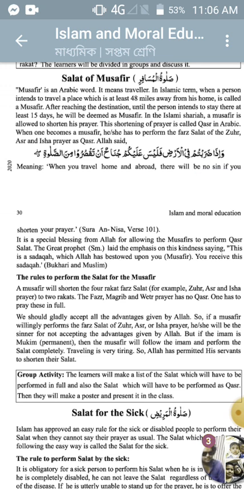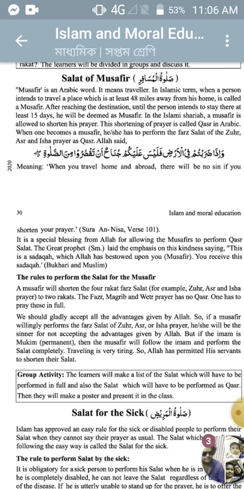The great Prophet Hazrat Muhammad sallallahu alaihi wasallam laid the emphasis on this kindness, saying, "This is a sadaqah which Allah has bestowed upon you. You receive this sadaqah." Sahih Bukhari and Muslim.